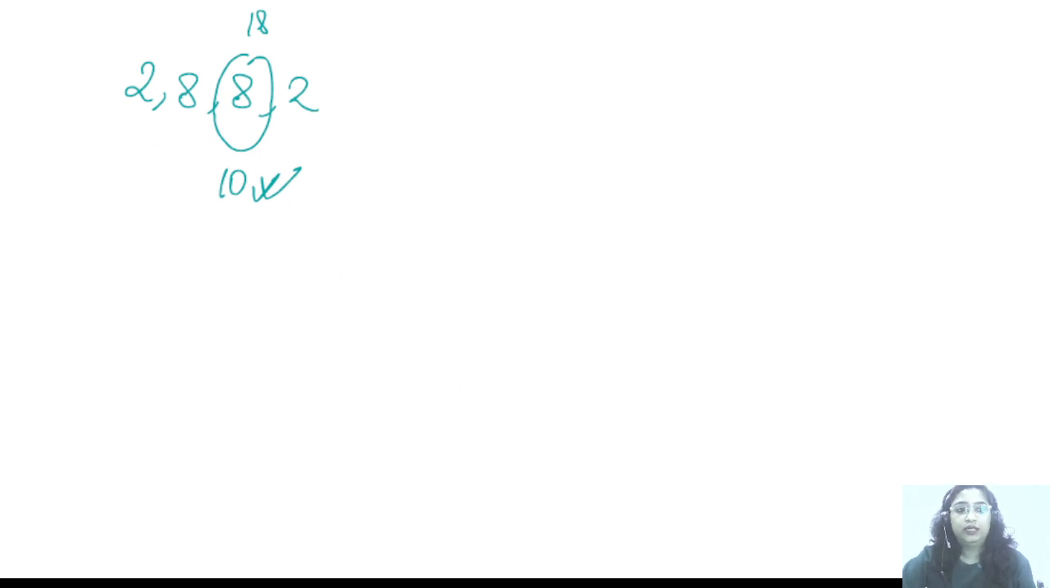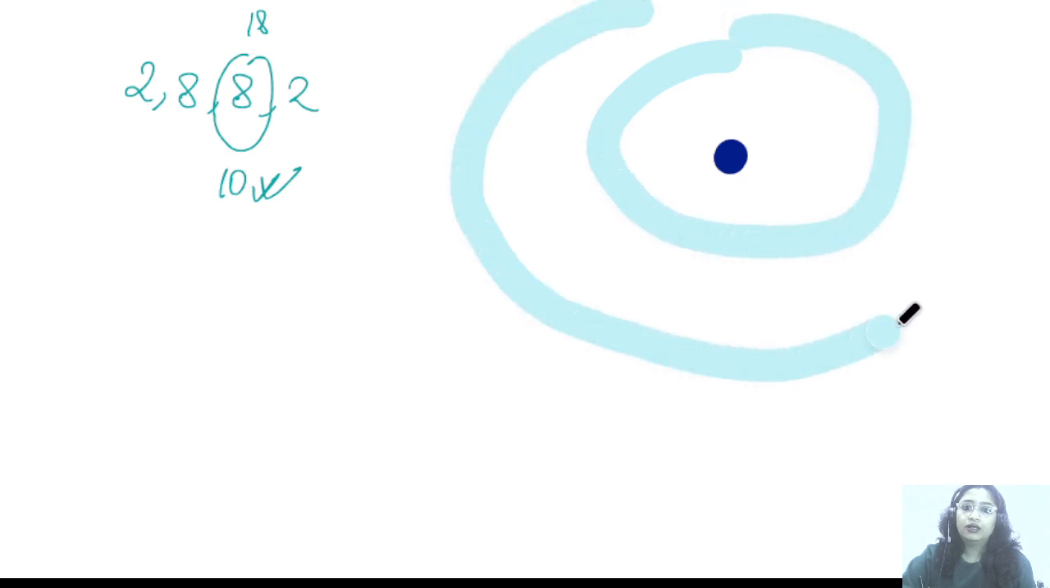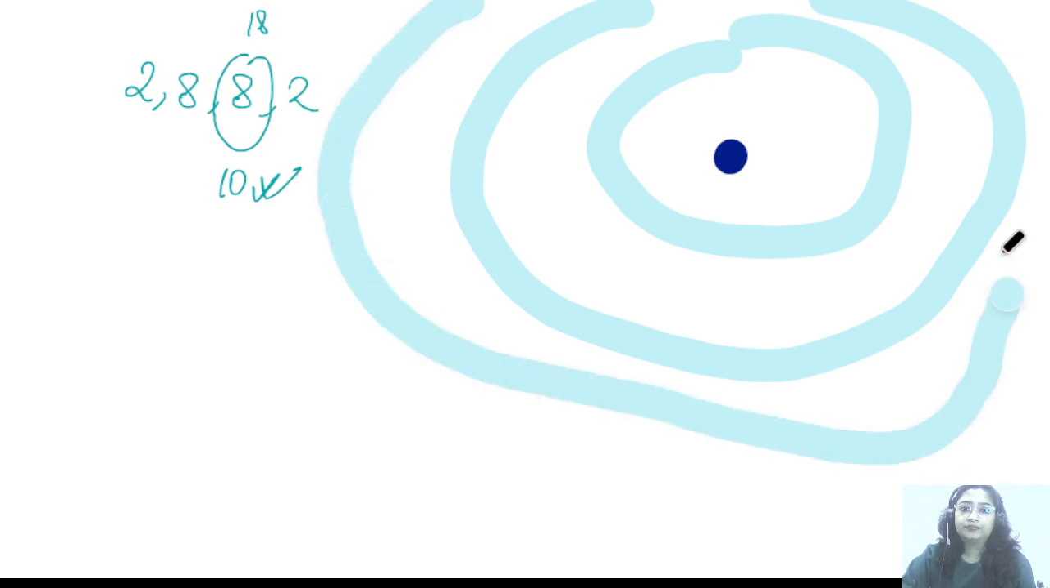We are not doing this because of the subshells. When I'm talking about shells, suppose this is the nucleus, and let me draw the orbits surrounding the nucleus. When I draw an orbit, it's not a single thin line. It's basically like this. Now if I show you this orbit in a zoomed manner, there are some subshells like this.